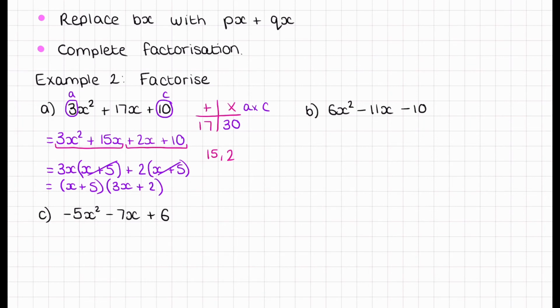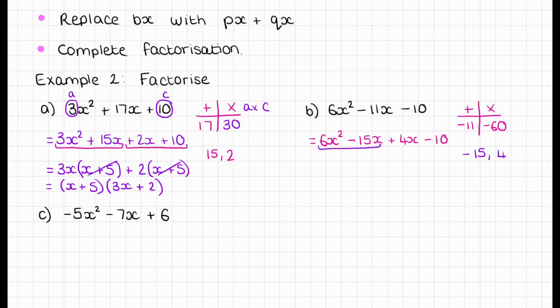Same thing with b, we've just got more negatives in this one. So we want two numbers that will add to get negative 11, that will multiply to get a times c, which will be negative 60. Trial and error will find you the two numbers of negative 15 and 4. So now we can just put these into the equation. Remember, 6x squared stays the same. Now we split the middle term into those two numbers: minus 15x plus 4x, and then minus 10 at the end.